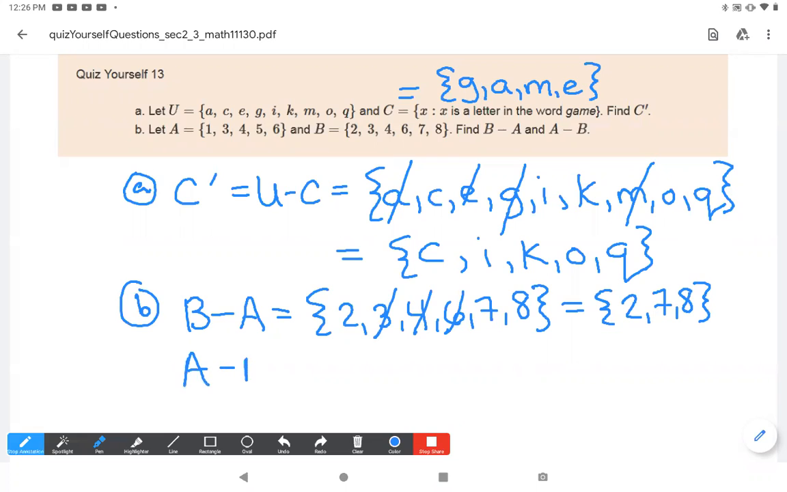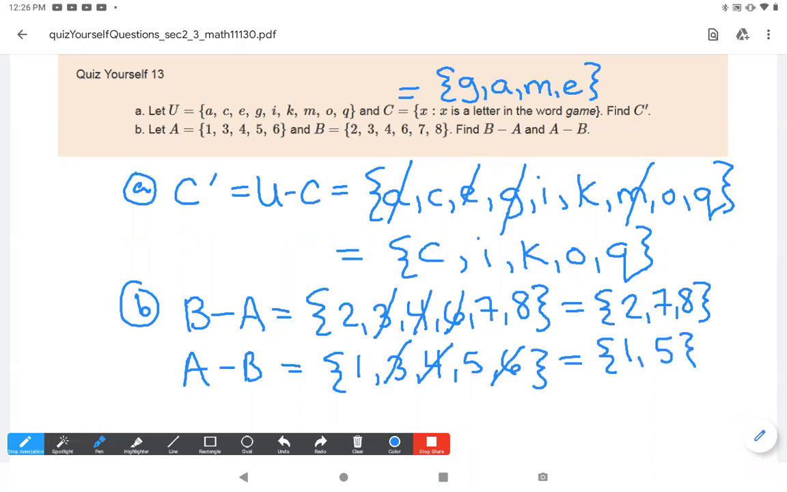And A without B will be for us to go into the A set and then cross out anything we find in the B set. So remove the elements that belong in B. So A without B is the set that contains the 1 and 5, and B without A is the set that contains the 2, 7, and 8.